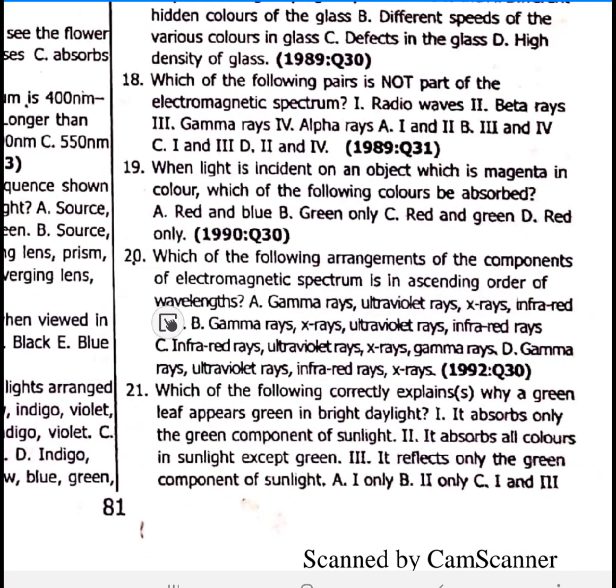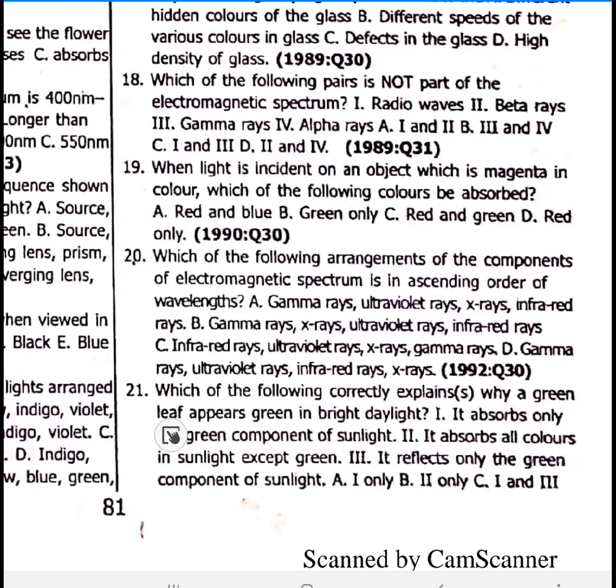20. Which of the following arrangements of the components of the electromagnetic spectrum is in ascending order of their wavelength? Ascending order of their wavelength. Gamma will be at the least. Let's see. Option B: gamma, X-ray, ultraviolet, infrared. 20 is option B.